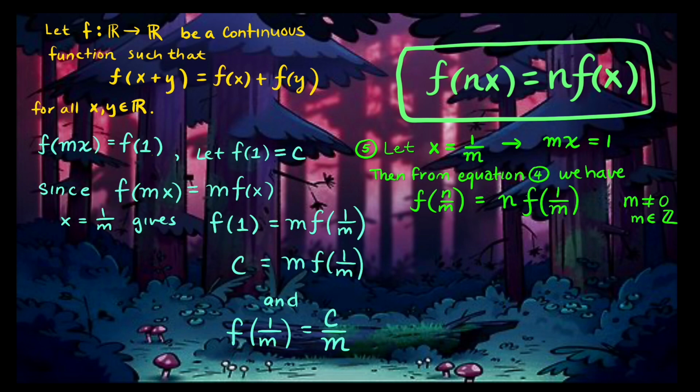So let's look at f of m times x as f of 1, and let's let f of 1 be some constant we'll call c. Then since f of mx would be the same as m times f of x from the relation, this gives us that f of 1 is equal to m times f of 1 over m, and that's going to be equal to c. And so therefore f of 1 over m will be equal to c over m. So now we can replace that back into equation 5. And when we do that, we're going to be able to deduce that for any rational number, we're going to have a certain type of outcome.